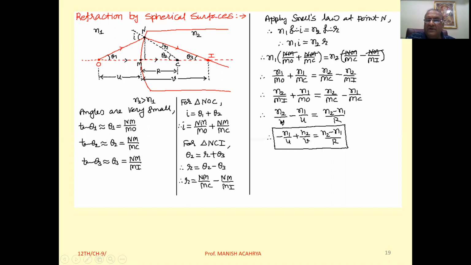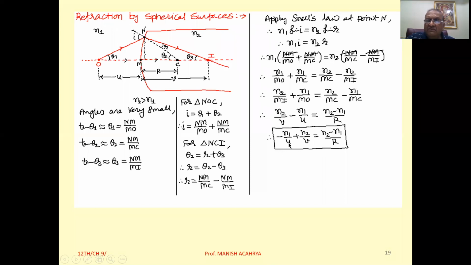Now, here MI is v, the image distance. Then MO is u, the object distance, which is always negative. So we can write on the left hand side N2 by v minus N1 by u, that is equal to N2 minus N1 upon R, where MC is equal to R. Okay, and R and v both are in the direction of the incident ray. એટલે બંનેને આપણે positive લીધા અહીંયા.